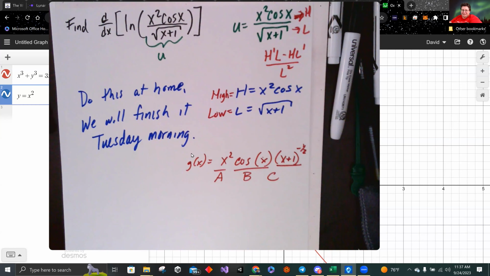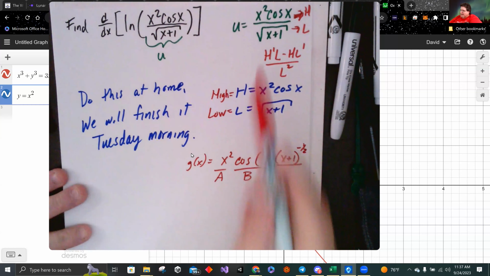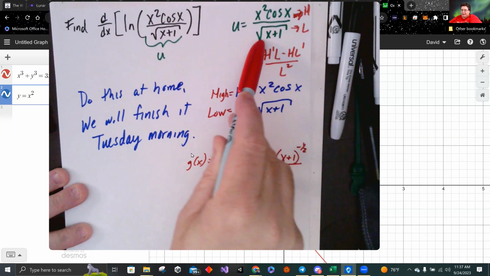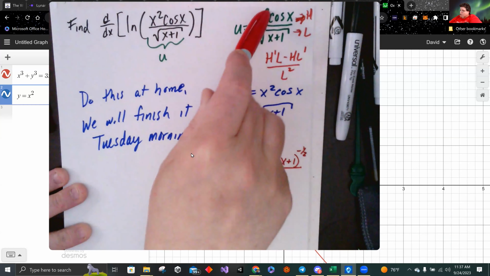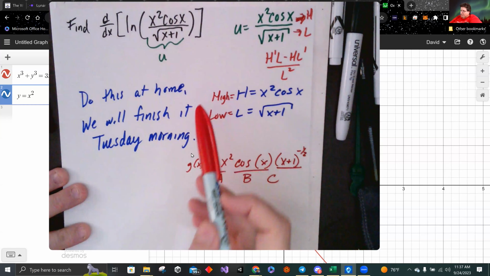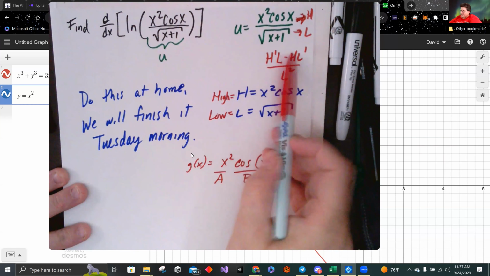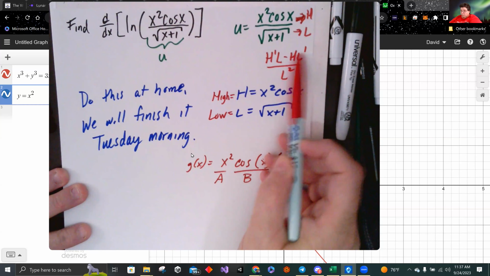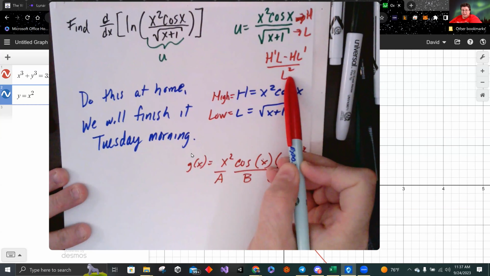I also saw this on the exam. People were writing down H was the denominator and L was the top, which will make your quotient rule flipped on top. You'll have the wrong sign, but then you're taking the square of the wrong thing on the bottom. So that's bad.